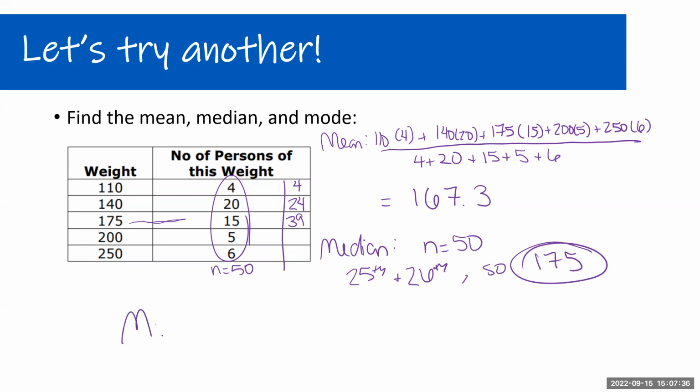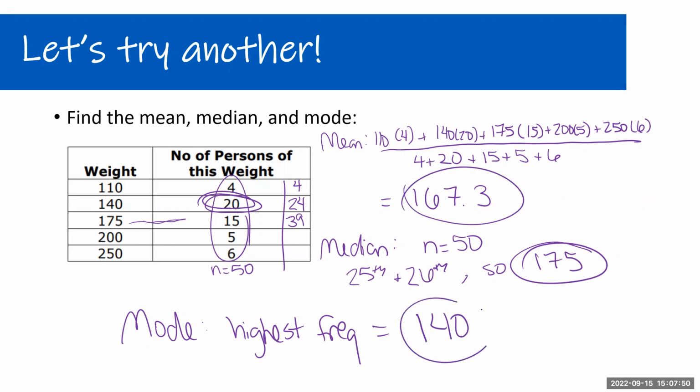Our mode is the easiest. And we see that the highest frequency is 20. So it is going to be 140. Okay. Make sure that you can make these make sense. I'm going to show you a shortcut with your calculator here in a little while, but the mode, again, does not come out on your calculator.